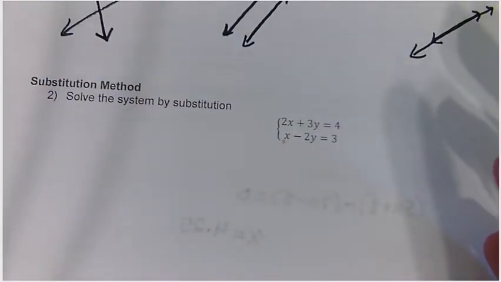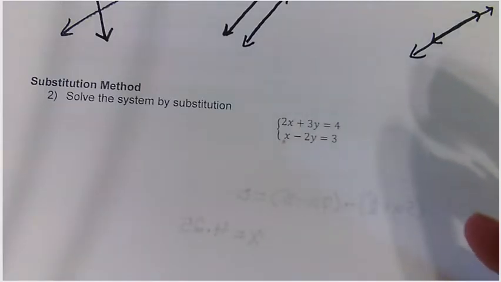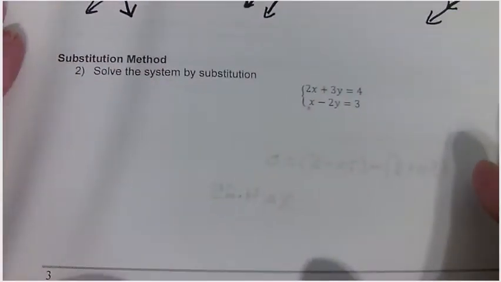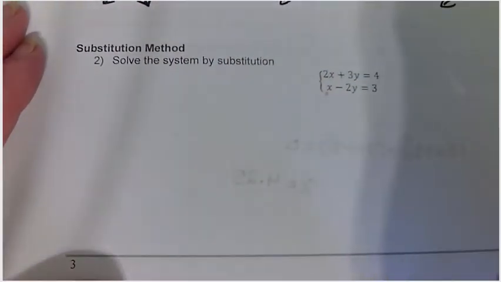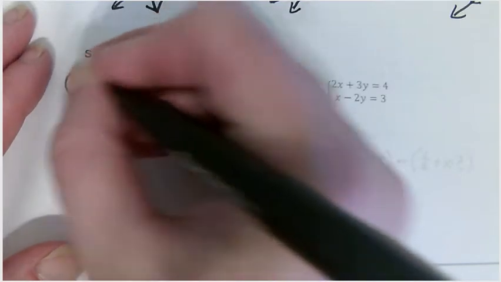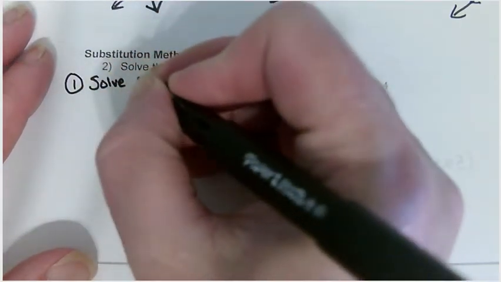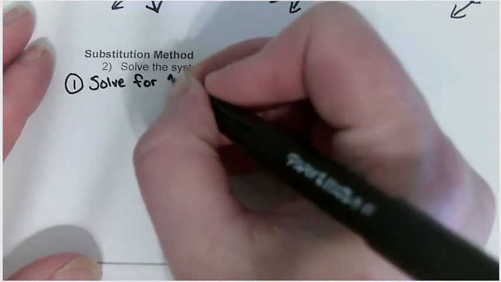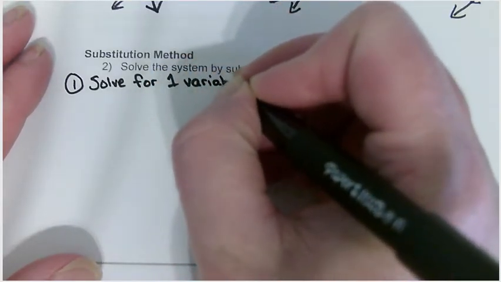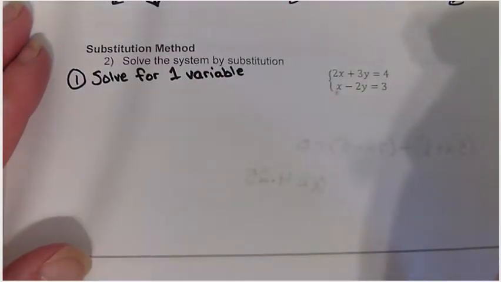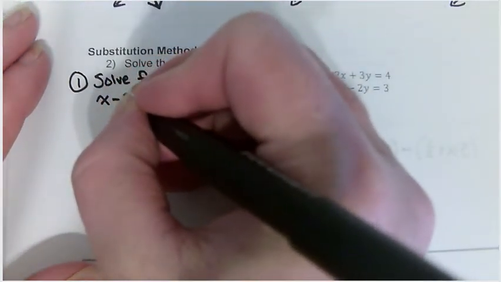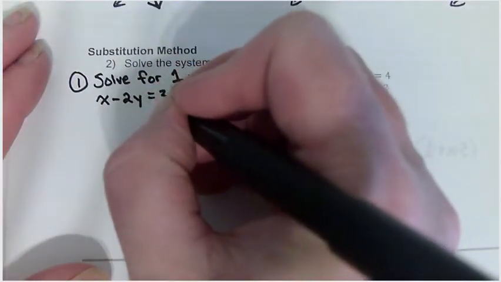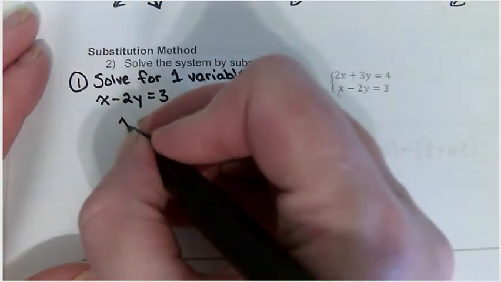Substitution is one of the methods that we learned back in Algebra 1, Algebra 2, that we're going to review here. The substitution method can also get a little bit ugly sometimes, but the first step is to solve one equation for one variable. We want to take one of the equations and get one of the variables all by its little lonesome. Well, the second equation looks good for that. I can get x by itself real fast.